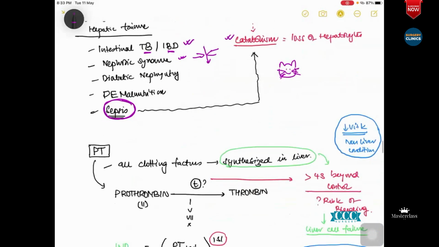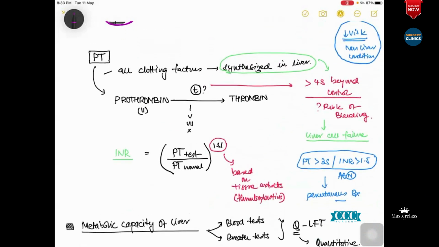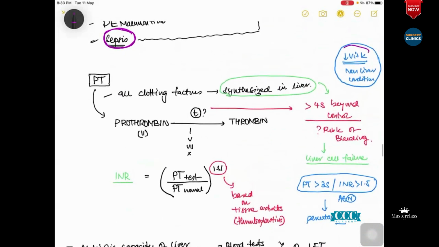Now, there is another thing called prothrombin time. The liver synthesizes clotting factors: 2, 7, 9, 10. Again, these clotting factors are synthesized with the help of a vitamin called vitamin K. This acts as an enzyme, or rather a cofactor, to help you generate your clotting factors.